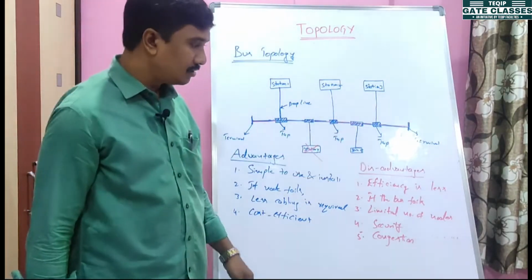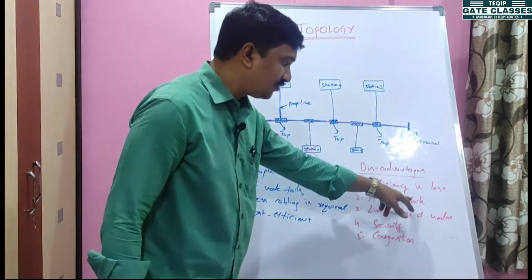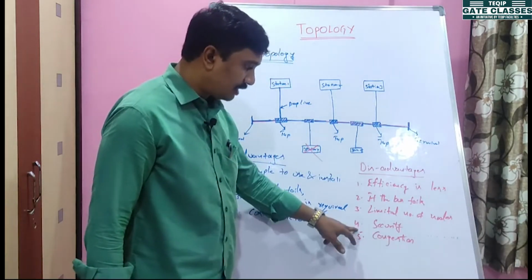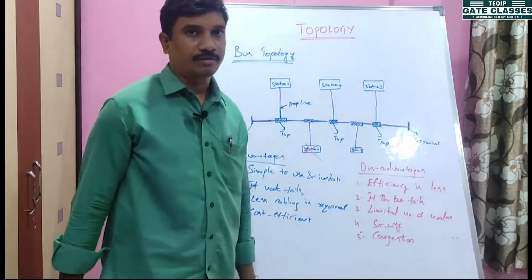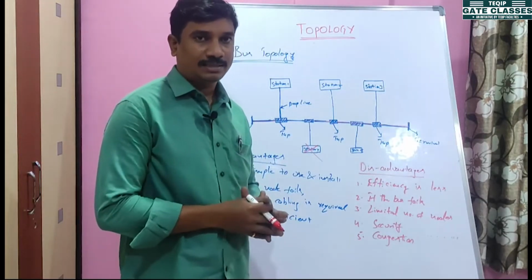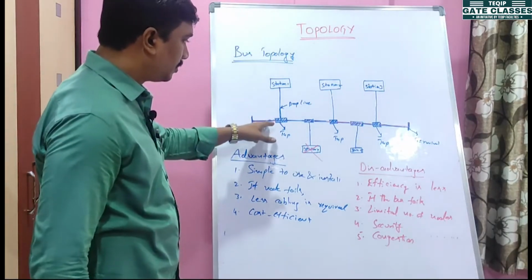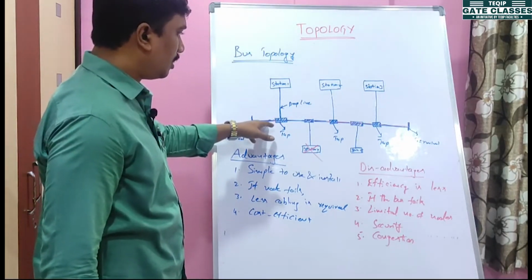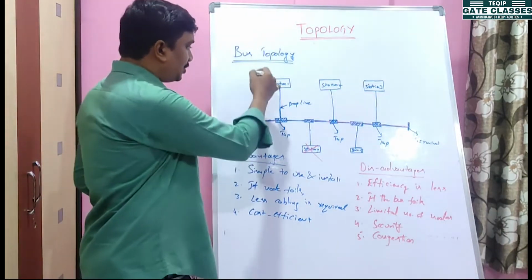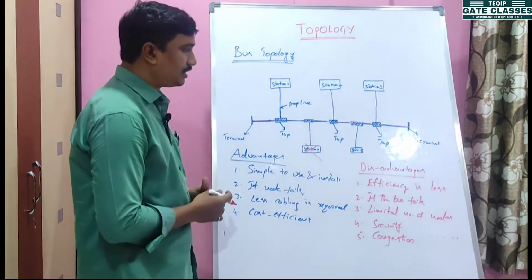Coming to the disadvantages: the first is that efficiency is less. The second is if the bus fails. The third is limited number of nodes. The fourth is security. The fifth is congestion. I will explain one by one. First, efficiency is less. Why is the efficiency very low? Because here I'm using a number of nodes, which means I have to increase the stations, so the efficiency of data transfer is very low.